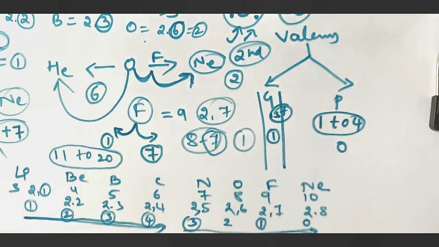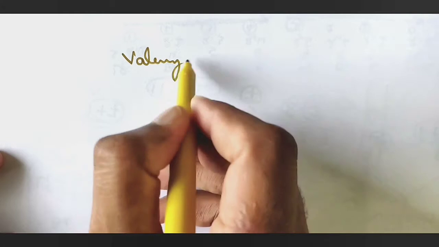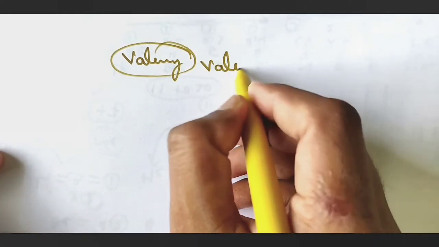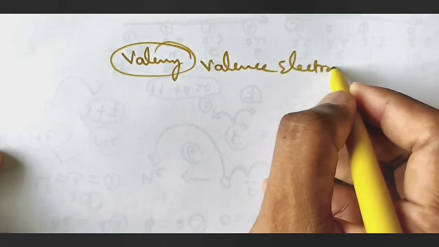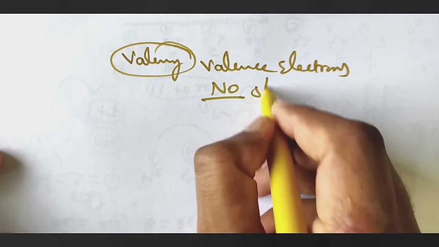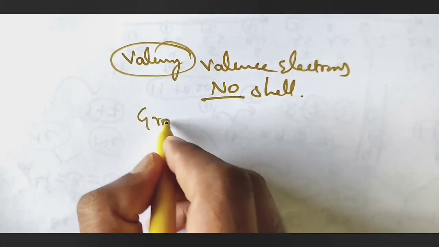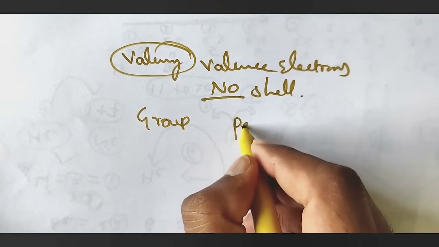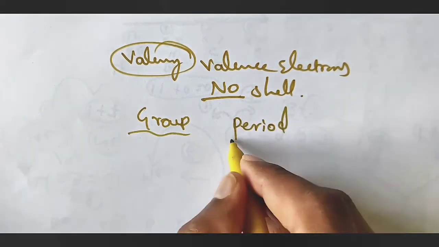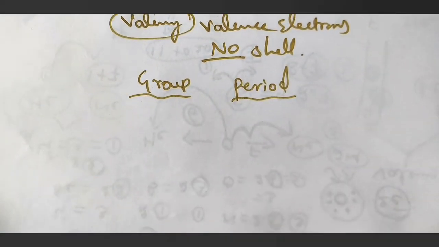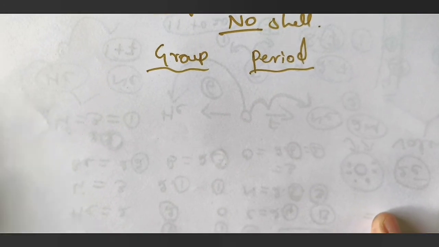Now by knowing the valency and by knowing the number of shells, we can identify the groups and period. Clear? So we will be doing that now. By knowing the valence electrons and number of shells, we can find out the group number and also the period. So listen carefully, children. Here is a very important thing. In the exams many times they have asked.